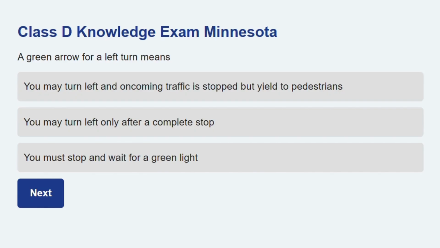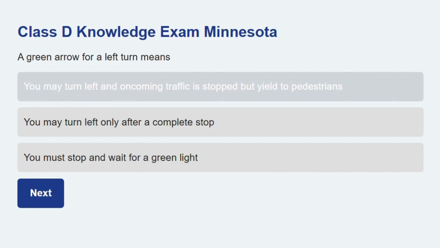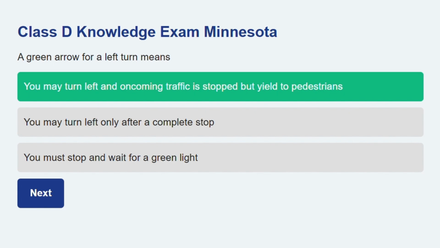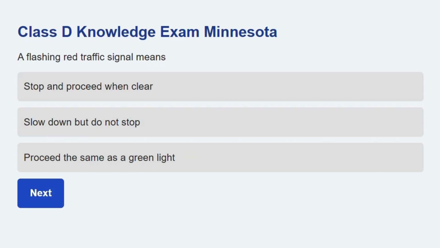Moving on. A green arrow for a left turn means you may turn left and oncoming traffic is stopped, but yield to pedestrians. The green arrow gives you a protected turn, but pedestrians in the crosswalk still have the right of way.